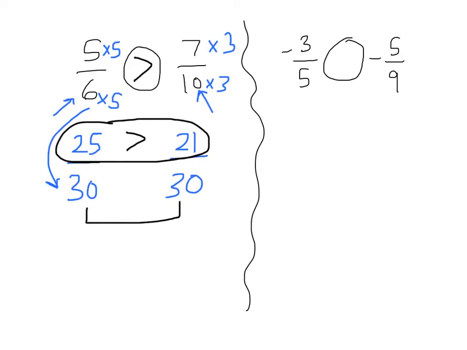Take a look at one more example. -3/5 and -5/9. They're both negative, so I'm looking for the one that's a smaller negative, or the one that's closer to 0. But it's hard to compare a fraction with a denominator of 5 to a fraction with a denominator of 9. So I'm going to look for a common multiple of 5 and 9. Where do 5 and 9 meet? Well, it happens to be 5 times 9, or 45. They can both become 45.